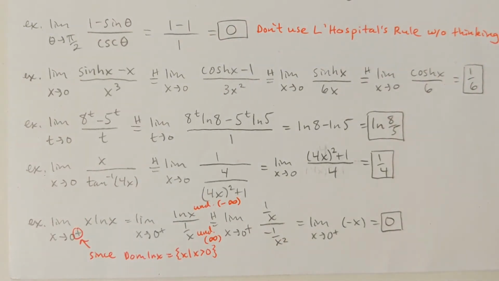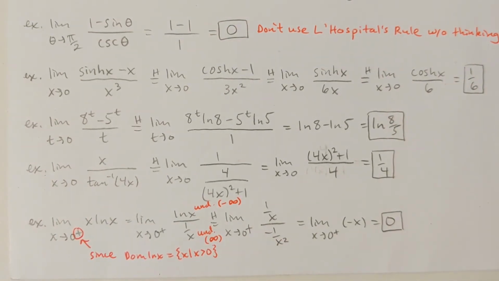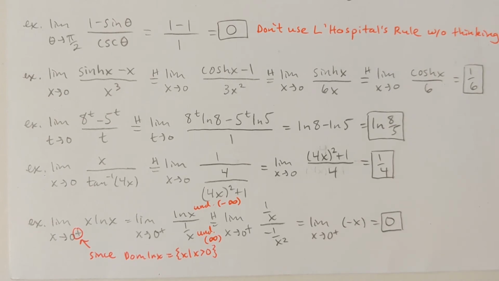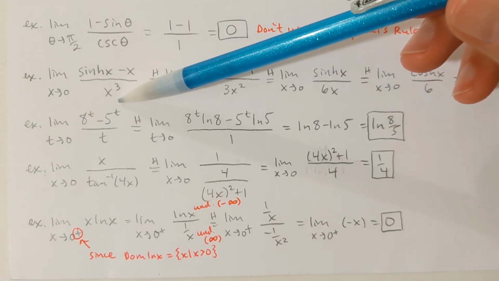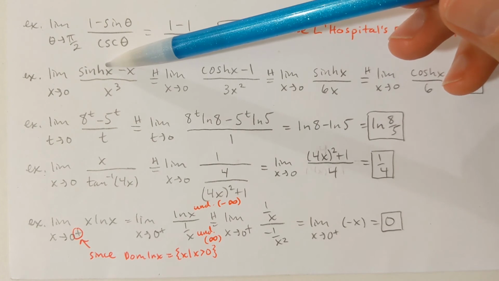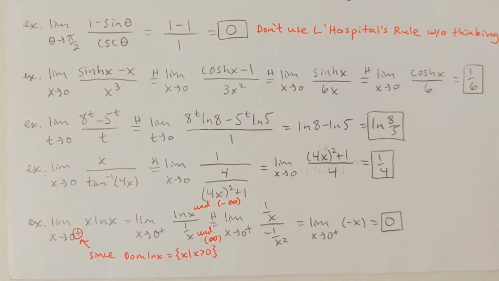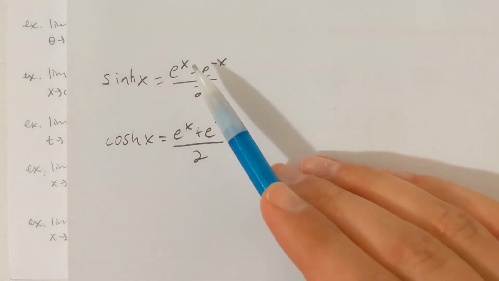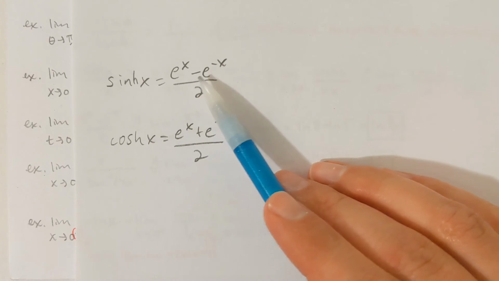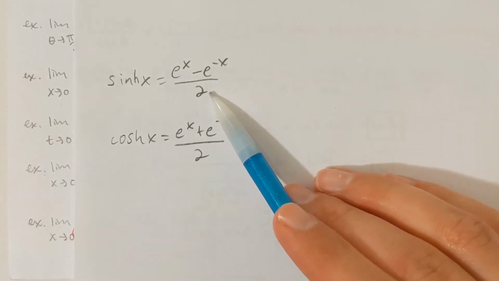Here's another example. How about the limit as x approaches 0 of hyperbolic sine x minus x over x cubed? Well, we know there's a problem with division by 0. We can easily see that. Hyperbolic sine of 0, what is that? Well, we talked about the hyperbolic functions back in section 3.11. Hyperbolic sine of x is e to the x minus e to the negative x over 2.